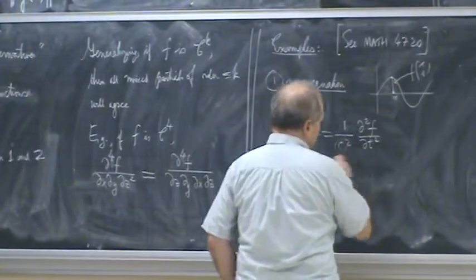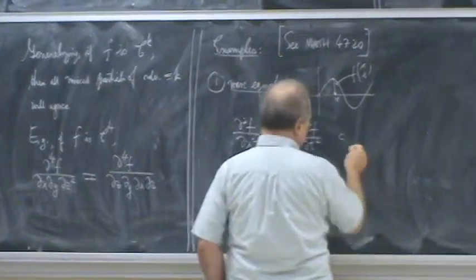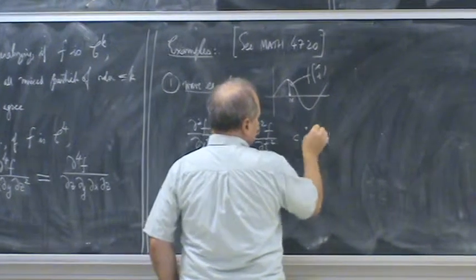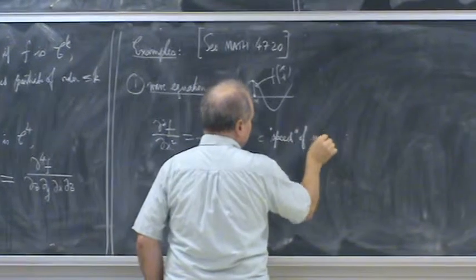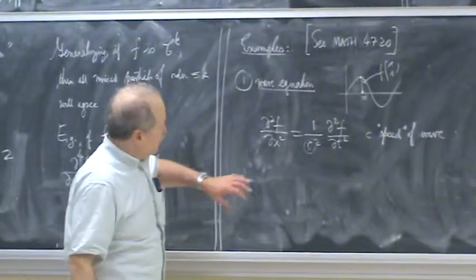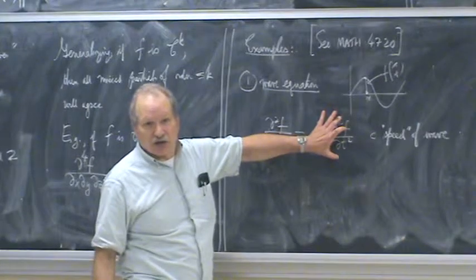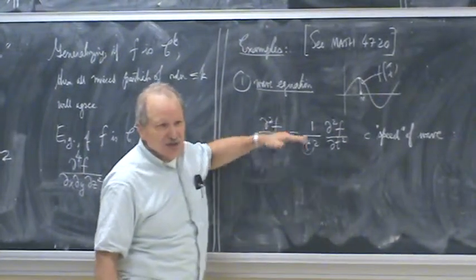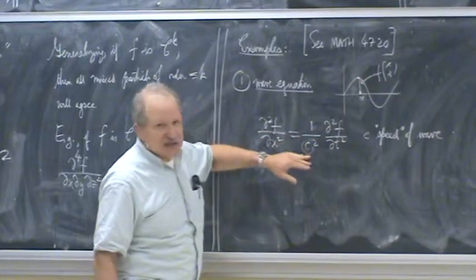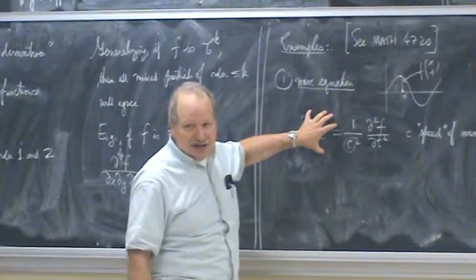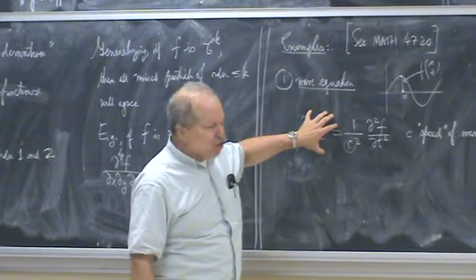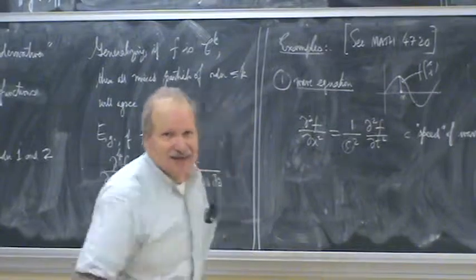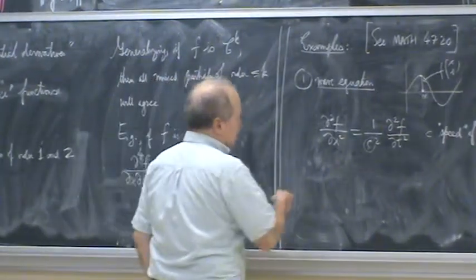So c here is something that has to do with the speed of the propagation of the wave. This term is coming basically from an acceleration. This term is coming basically from a force. And if you do a little bit of physics and math, you can see that this is an approximate version of what actually happens with the string. It's not literally correct, but that's an equation that shows up in physics.